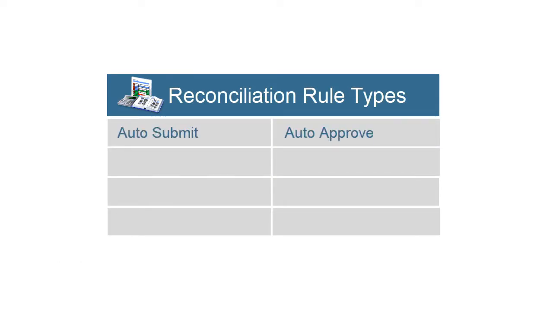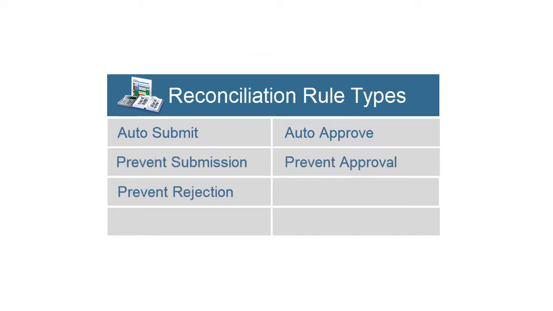Auto-submit and auto-approve rules perform an automatic submission or approval when the specified conditions are met. Prevent rules prevent users from performing an action when the specified conditions are met. You can prevent submission, approval, and rejection of reconciliations. Require reconciliation attachment rules prevent a reconciliation from being submitted unless a file has been attached to the reconciliation. Set attribute value rules cause a reconciliation attribute to be set to a specified value.